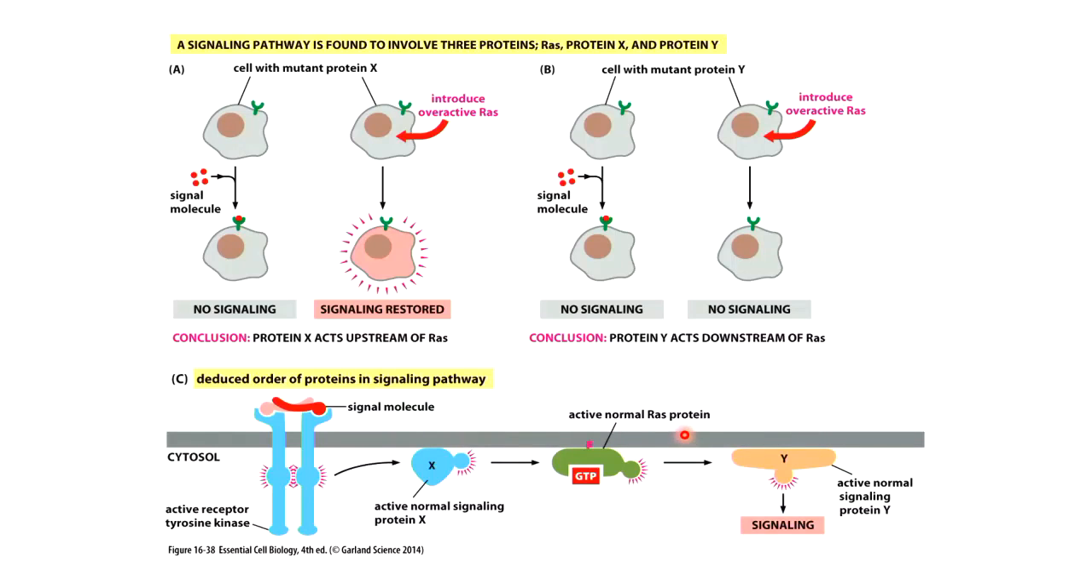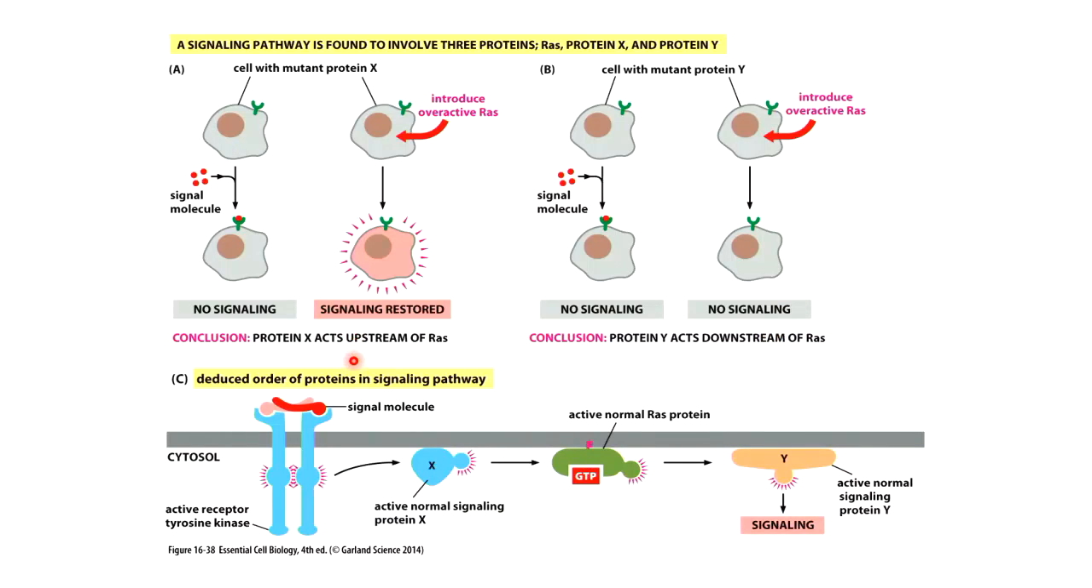This slide shows a good example of where you can plot things, whether they're downstream or upstream. So if you have mutant protein X and mutant protein Y, but you don't know exactly where they are on the signaling pathway, you know that RAS is at some point involved in this, and you want to know where they are in relation to RAS. For both of these, just having mutant protein X and Y, you have no signaling. But if you introduce overactive RAS to this cell, signaling is restored. With mutant protein X, you get overactive RAS, signaling restored. With mutant protein Y, you add overactive RAS, and you still have no signaling for some reason.